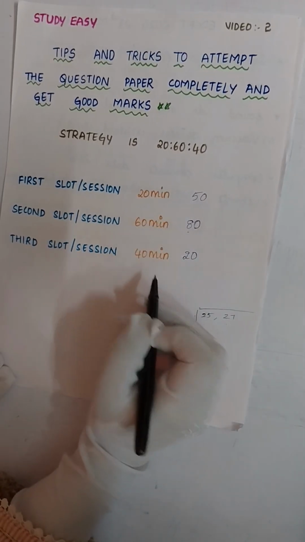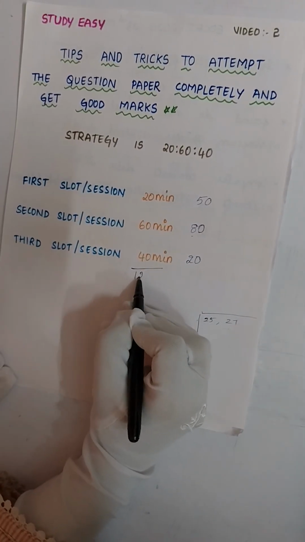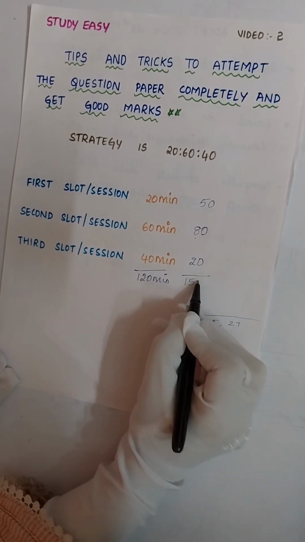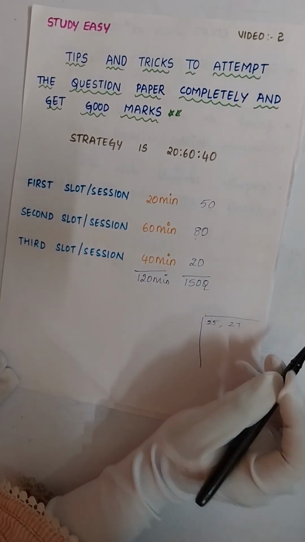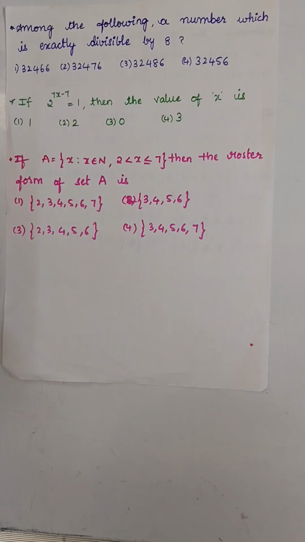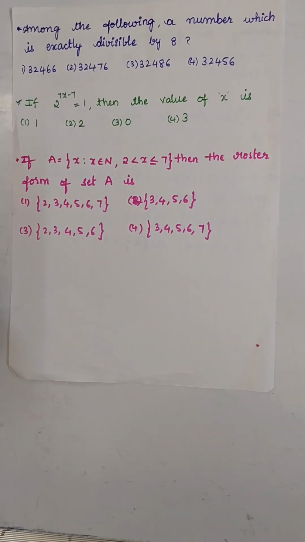So total, how many minutes are there? You're having 120 minutes, right? And how many questions can you attempt? 150 questions. So if you plan it very carefully, you can easily answer those questions in 120 minutes. Here in the third session, for example, let's take a previous year question from mathematics.